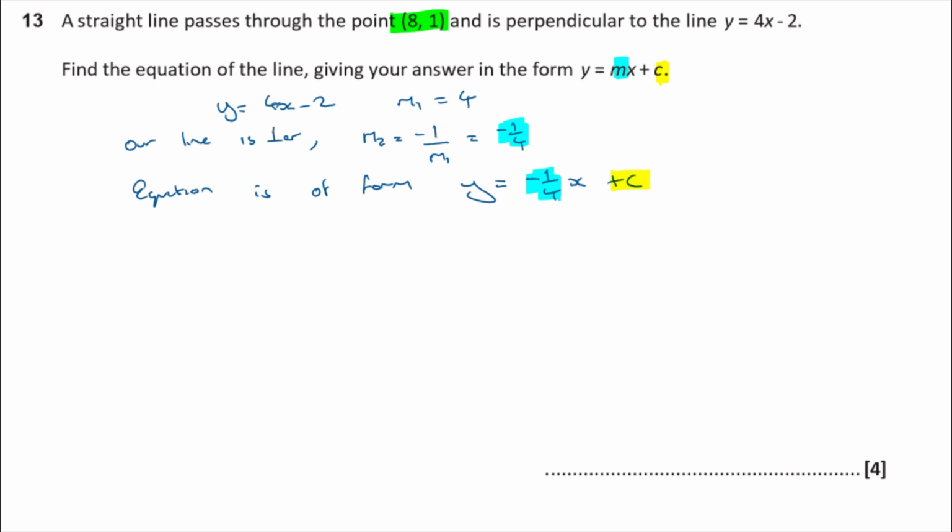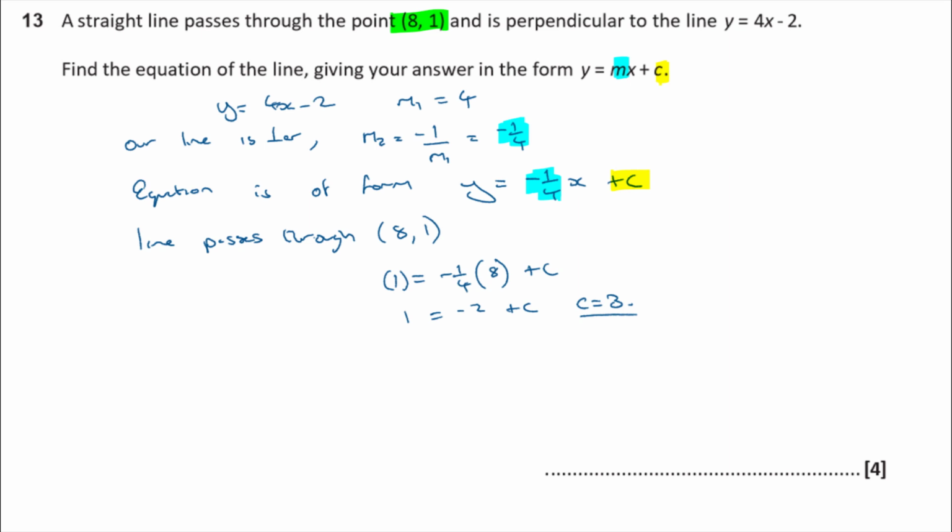So the line passes through the point (8, 1). Subbing those values into the line, 8 is the x value and 1 is the y value. So y equals 1, and that is equal to minus a quarter lots of x, which is 8, plus c. So minus a quarter lots of 8, that's minus 2. So I've got 1 equals minus 2 plus c. Adding 2 to both sides, you can see that c is equal to 3, isn't it?